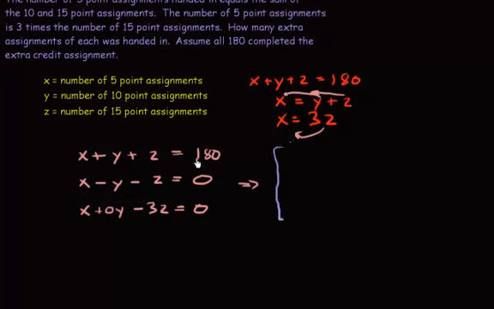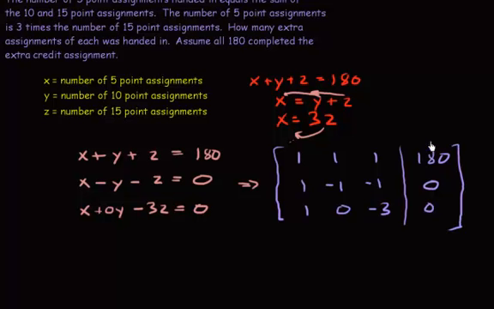Alright, so there's our system, so let's write it into our matrix. Remember, the matrix consists of only the coefficients of all these variables. So our first line will be 1, 1, 1, and 180. The second line will be 1, negative 1, negative 1, 0. And the third line will be 1, 0, negative 3, and 0. Okay, so this is our system in the matrix. So now let's row reduce this.